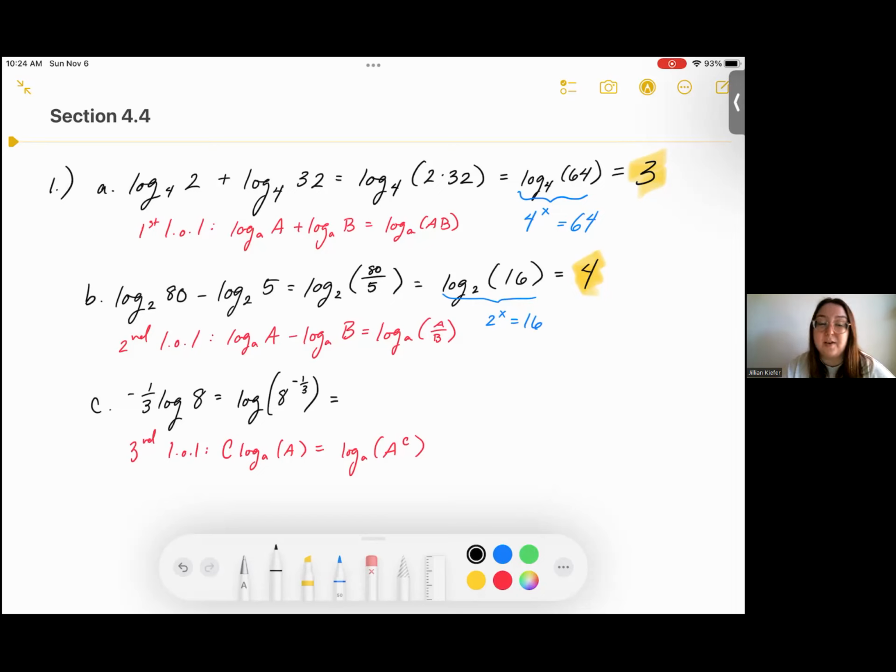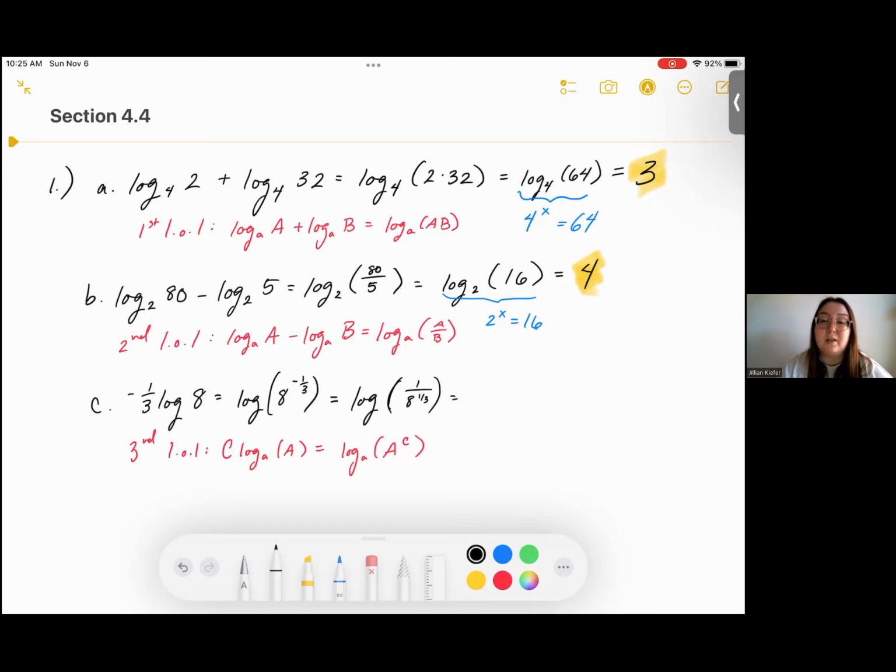We see 8 to the power of negative 1/3. A negative exponent could be the same thing as 1 over that same exponential expression, just with a positive exponent. So for example, 8 to the power of negative 1/3 is the same thing as 1 over 8 to the power of 1/3. So instead of negative, you would have a positive number, and you put 1 in a numerator. So we can go ahead and rewrite that. We get log of 1 over 8 to the power of 1/3.